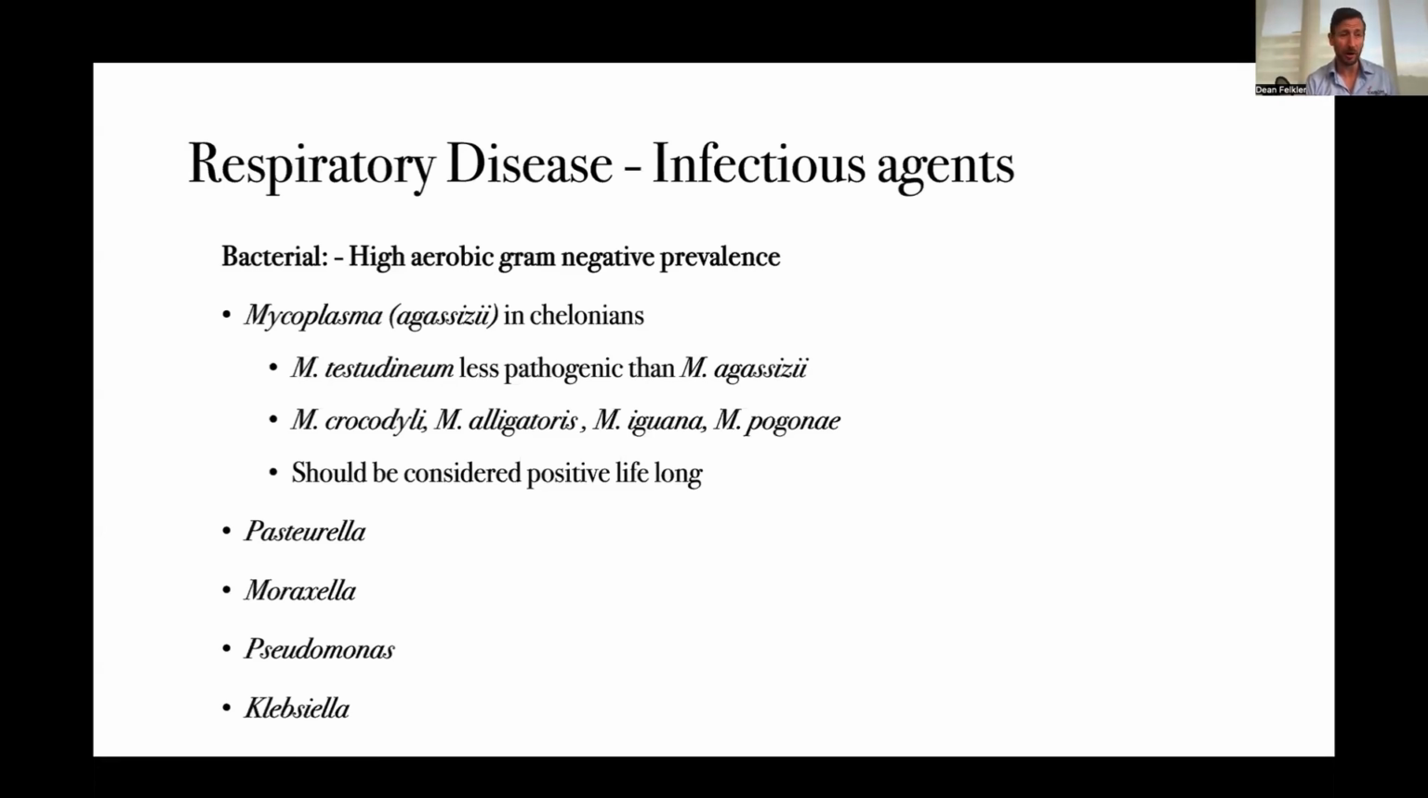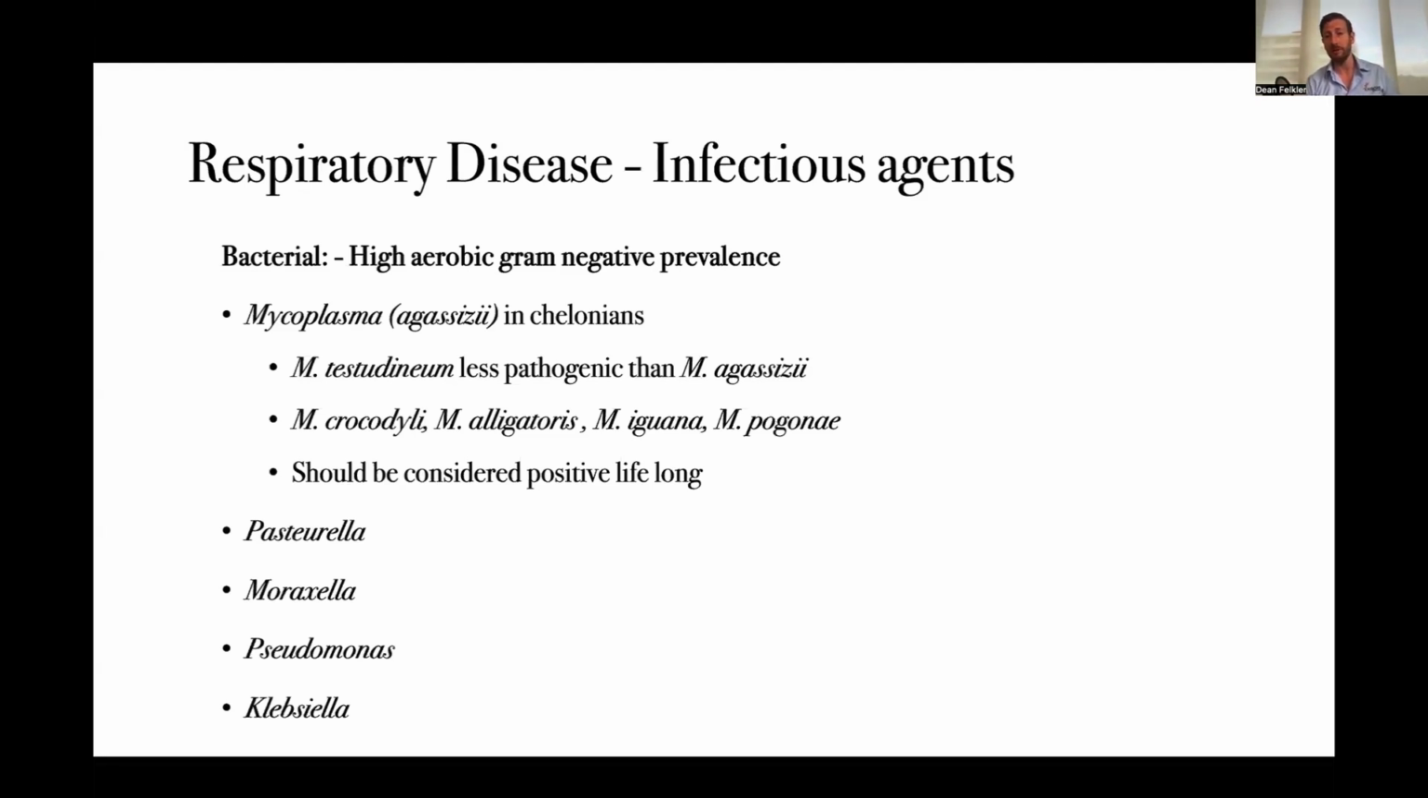Special mention to Mycoplasma. Obviously, this is quite a big topic in chelonians. So Mycoplasma agassizii is probably the most pathogenic and most prevalent in our chelonian world. But there's also others out there, Mycoplasma testudineum, which is less pathogenic than M. agassizii. But there's others out there as well, more for zoological collections rather than clinical practice. But just good to be aware that there's others out there as well.